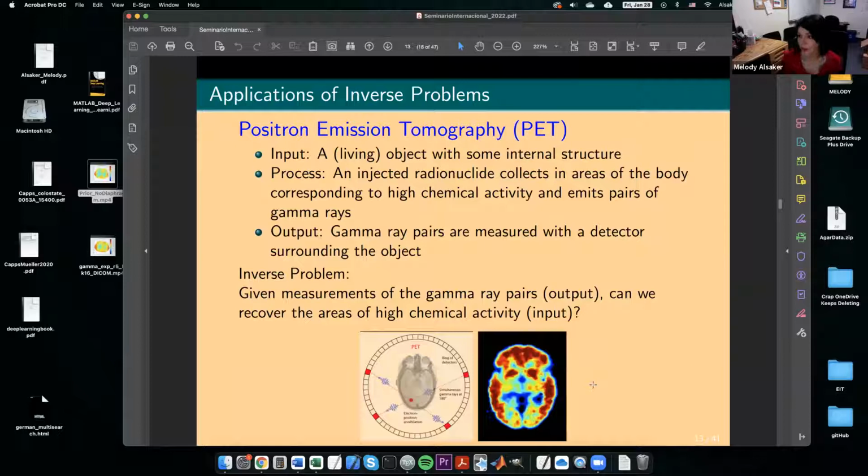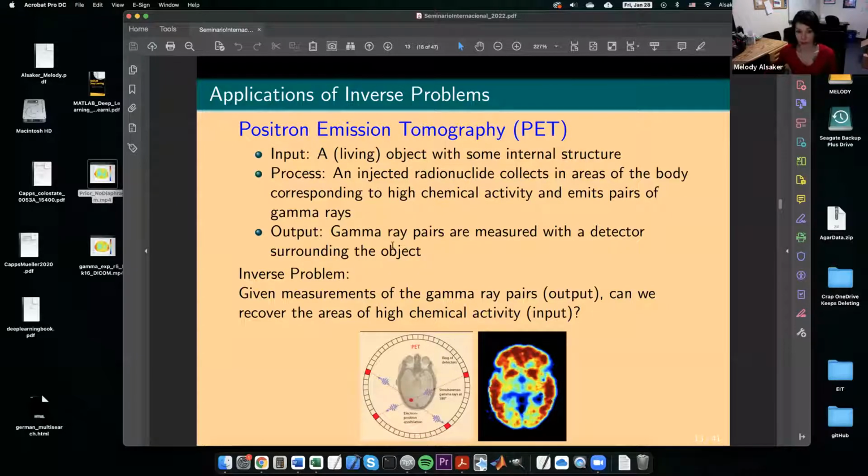Here is one that's a little more complicated, but it's really cool. I like to talk about positron emission tomography because it's just a really interesting one. In PET scans, it has to be a living object for this to work. You can't do a PET scan of, you know, a rock or something like that. It has to be a living object because it needs a metabolism. So here we have a human head as the source of input.